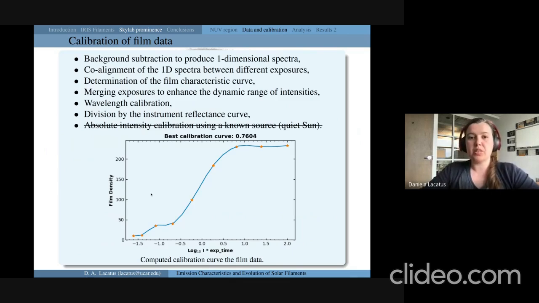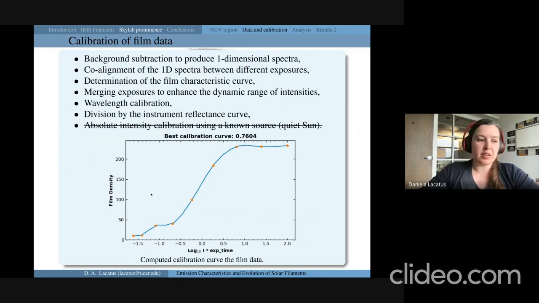After this was completed, we merged the different exposure times in order to enhance the dynamic range of the observation. Then we did a wavelength calibration in order to account for stretching or twisting within the film itself. And finally, we divided the obtained intensity by the reflecting curve and obtained the final spectrum we'll be using in the rest of the analysis.